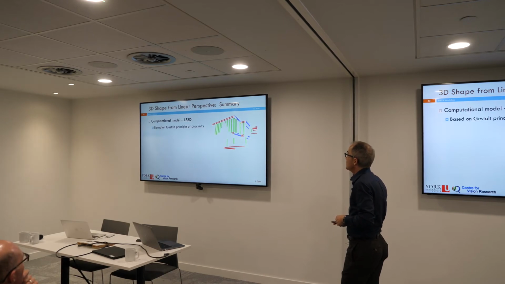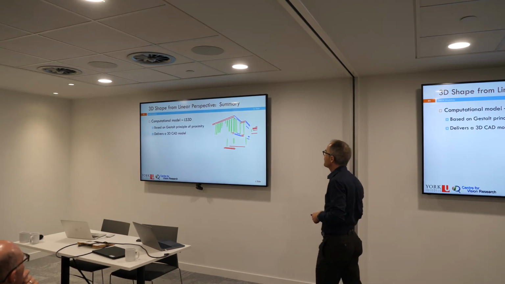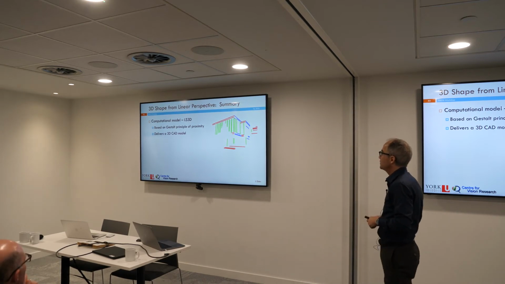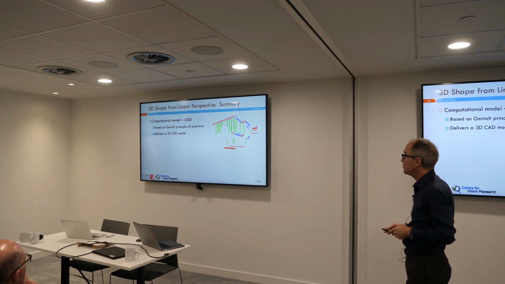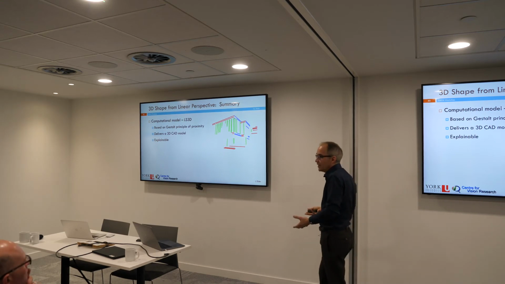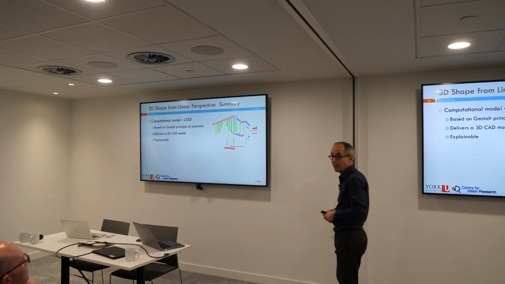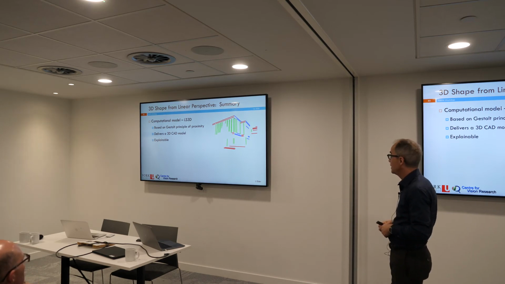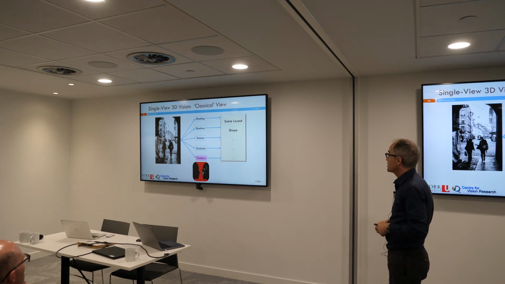All right, so just to summarize this last part, a simple computational model based upon proximity delivers a 3D CAD model, is highly explainable, and so scientifically useful. We don't yet know how this compares to human perception. Maybe some of the other talks in today's session will provide some guidance on that, but it's something we'd like to know. All right, so that's all I wanted to say.